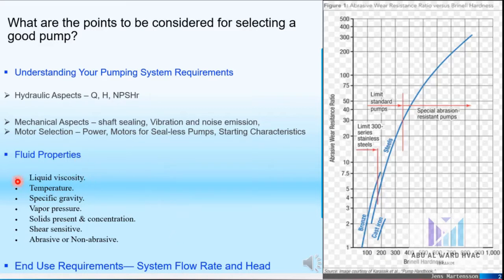Second one, fluid properties. We have to know the liquid viscosity, temperature, specific gravity, vapor pressure, whether solids are present or not and their concentration in the fluid, shear sensitive, abrasive or non-abrasive fluid. And we have to know the end user requirement, flow rate and head.